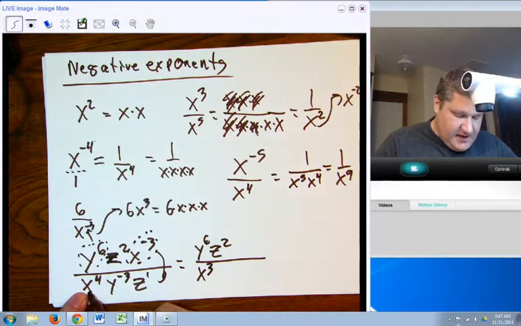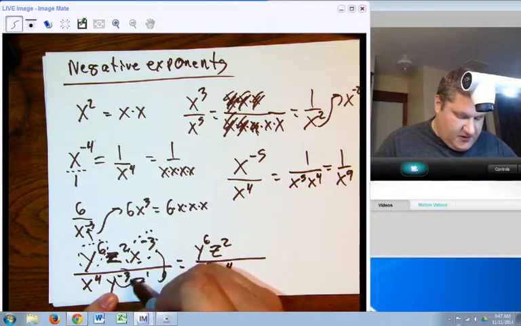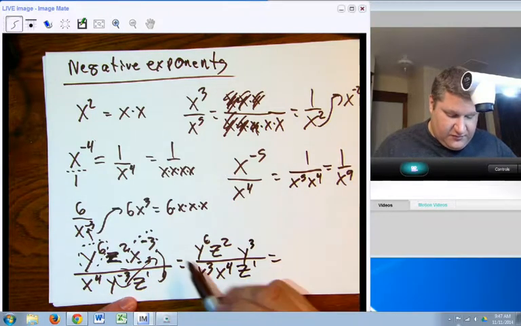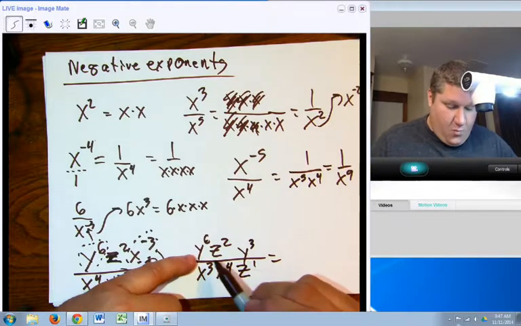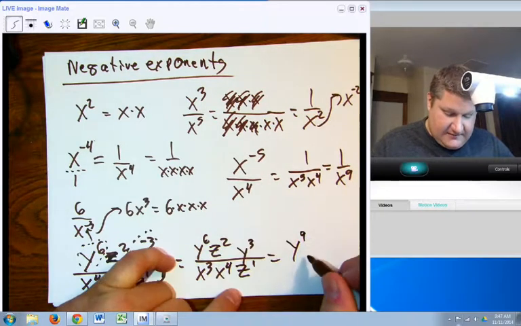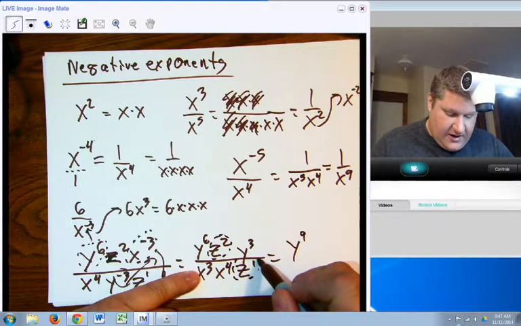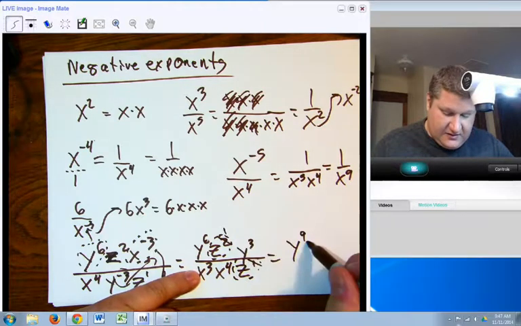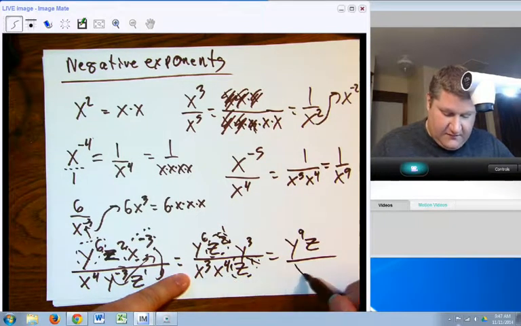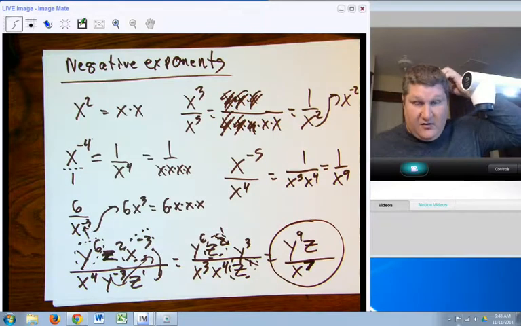Now let's go to the bottom. x to the fourth seems to be just happy where it's at. y to the negative third, it's in the bottom, so it needs to go to the top. And z to the first seems just fine. So if I put these together, I have y to the sixth, y cubed. If I put those together, that makes y to the ninth. Now, I have 2 z's on top and 1 z on the bottom, so if I cancel 1 out of here and 1 out of here, that leaves me z on top, all over. How many x's total on the bottom? I have 3 and I have 4, so that makes 7. So I have y to the ninth times z over x to the seventh.